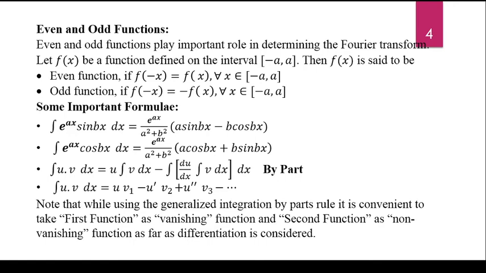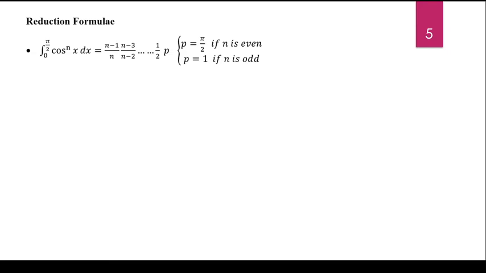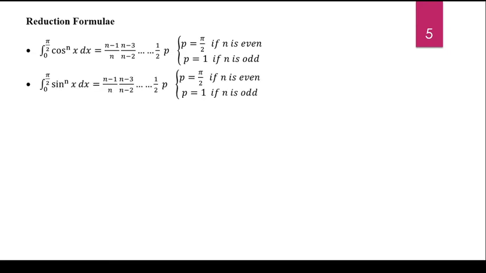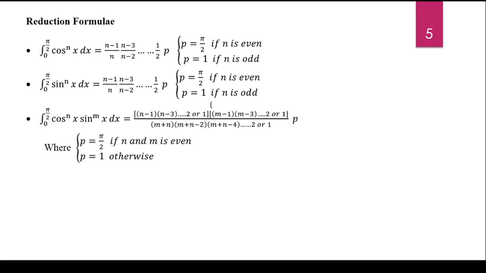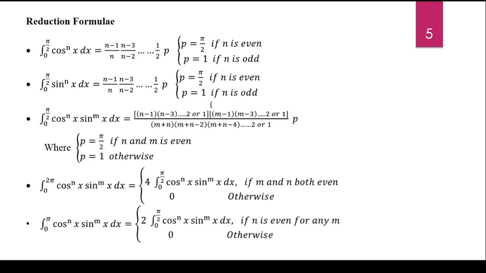The selection is very important. Select the term for u such that it vanishes after the rth derivative. Now next, reduction formulae. Here are the reduction formulae for cosine and sine for the limit 0 to pi by 2. Now the reduction formula for the multiplication of both, and these are the simplified forms. These two formulae are for 0 to 2 pi and 0 to pi.